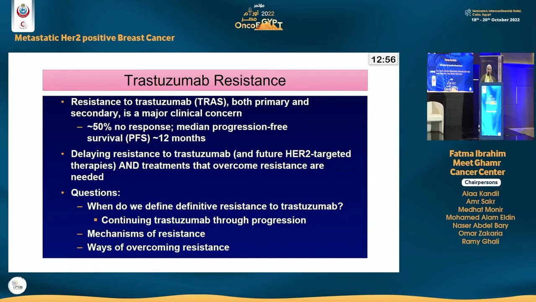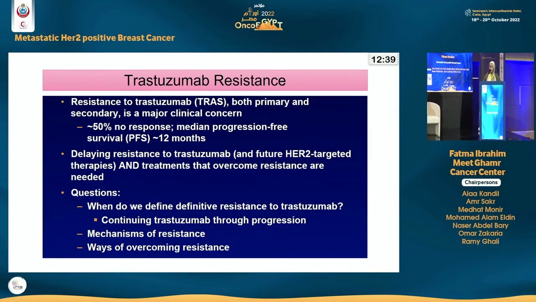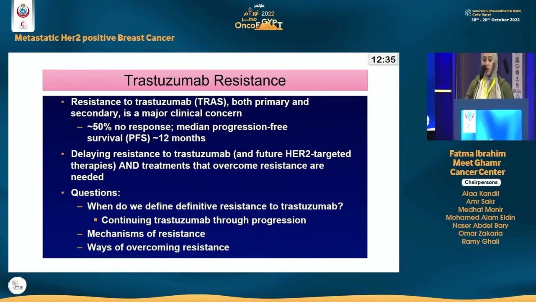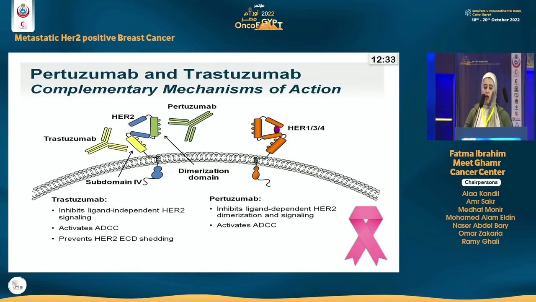Resistance to trastuzumab, both primary and secondary, is a major clinical concern. 50% no response, median progression-free survival about 12 months. So delaying resistance to trastuzumab and future HER2 targeted therapy and treatments that overcome resistance are needed. So questions: when do we define definitive resistance to trastuzumab and continuing it through progression, mechanism of resistance, ways of overcoming resistance. Pertuzumab and trastuzumab have complementary mechanisms of action.